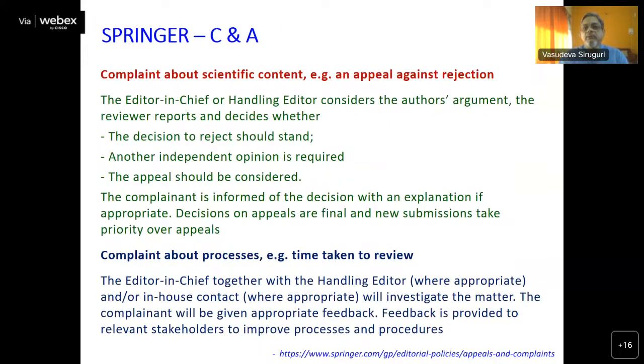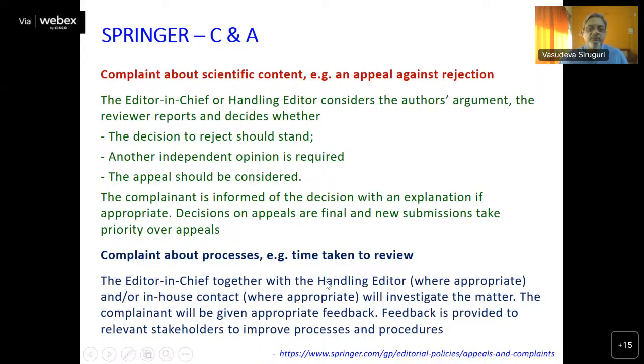So different publishers have different policies on these complaints and appeals. For example, the Springer series of journals have certain appeal systems and complaint protocols. So, the editor-in-chief considers the author's argument and the reviewer reports, and then takes a decision whether the decision to reject should stand or another independent review should be taken, and whether this appeal should be considered at all. And then the complainant is informed of the decision with an explanation if appropriate. Okay. And then the decisions made here are final, and new submissions take priority over appeals.